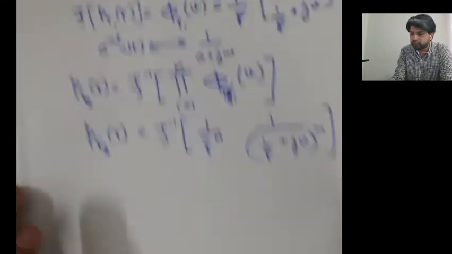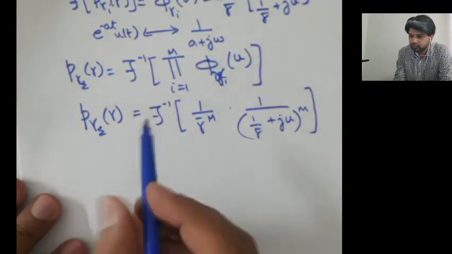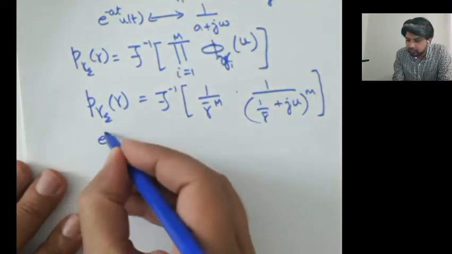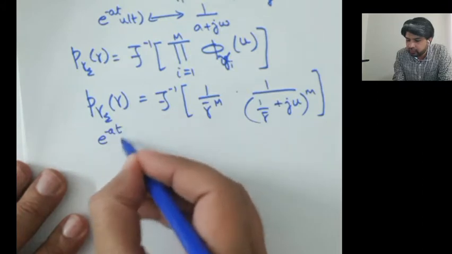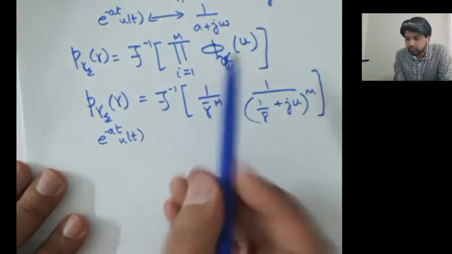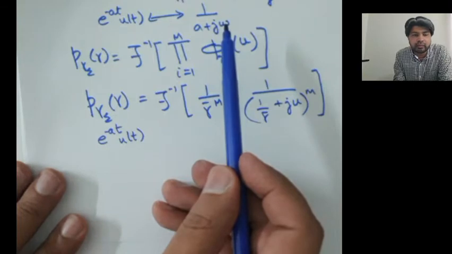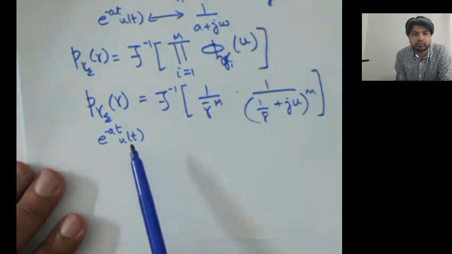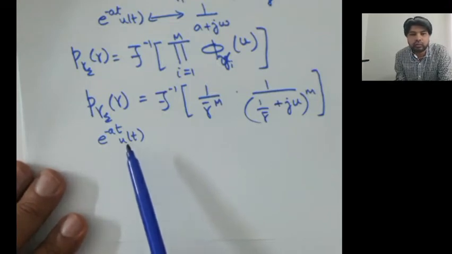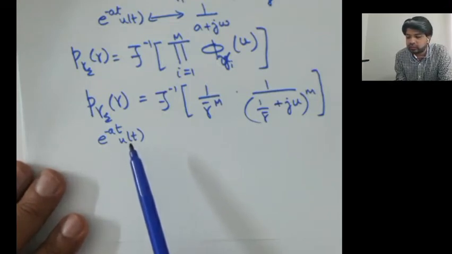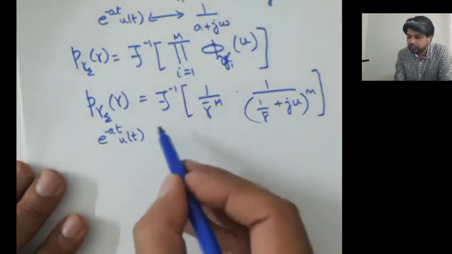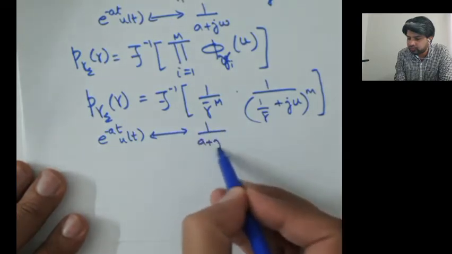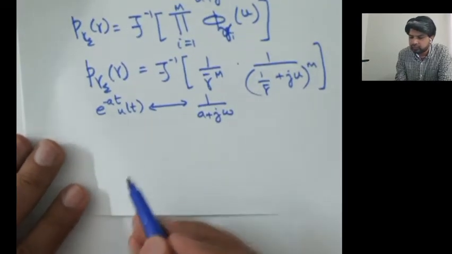We'll make use of Fourier analysis. We know that e to the power minus a t u of t, remembering that for all of these distributions gamma is greater than or equal to 0, which is what this u of t takes care of. This u of t is a unit step function, equal to 0 for t less than 0 and equal to 1 for t greater than or equal to 0. So e to the power minus a t u of t has a Fourier transform of 1 over a plus j omega. Let me write it in this form.